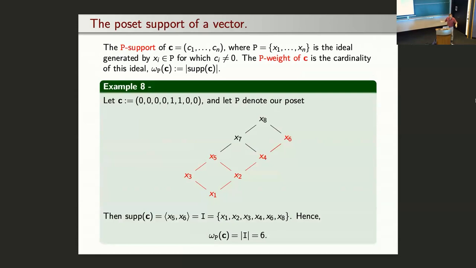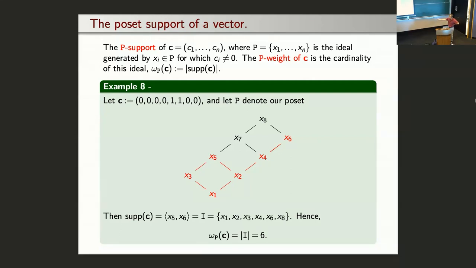So let me just get down to the theory instead of horsing around. To define a Poset metric, I fix a Poset. Then, given a vector in my vector space, I would like to define the weight of that vector with respect to the Poset. How do I do this? Let's focus on this example. This is my Poset given by its Hasse diagram.